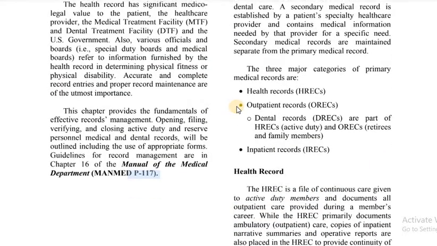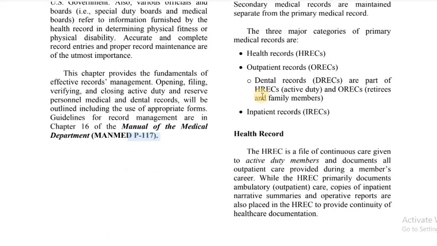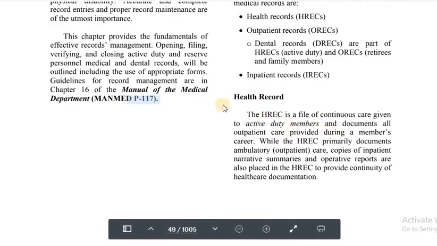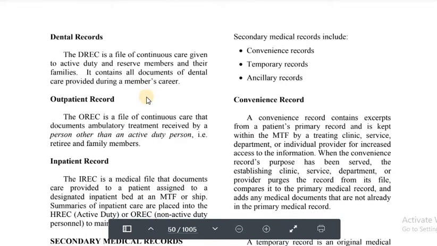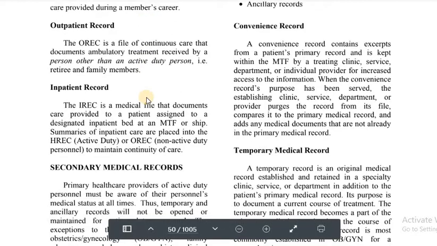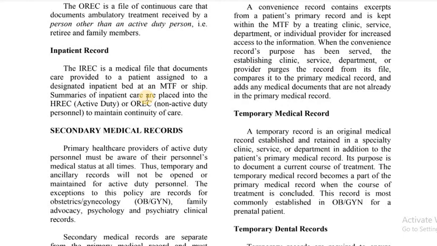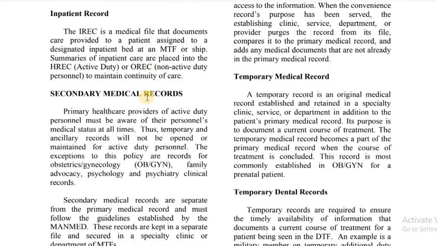So there are three primary medical records: health record, outpatient record, and inpatient record. Just think outpatient, inpatient, and then health record. Health record is the one that's only for active duty folk. Dental record is for everybody: active duty, reserve members, and their families. Outpatient record is treatment by a person other than the active duty member, so think outpatient record, civilians. Health record, active duty. Dental record, everybody. Inpatient record is what's created for an MTF or a ship inpatient.